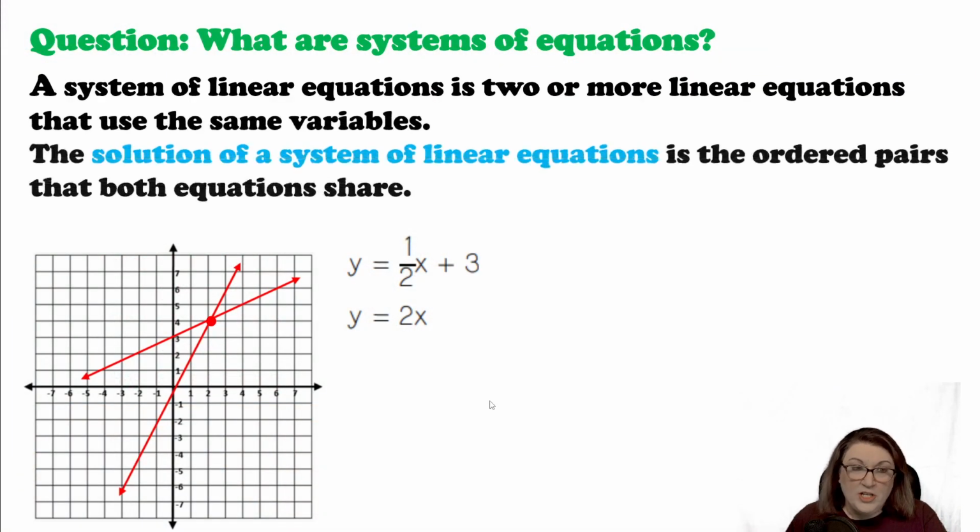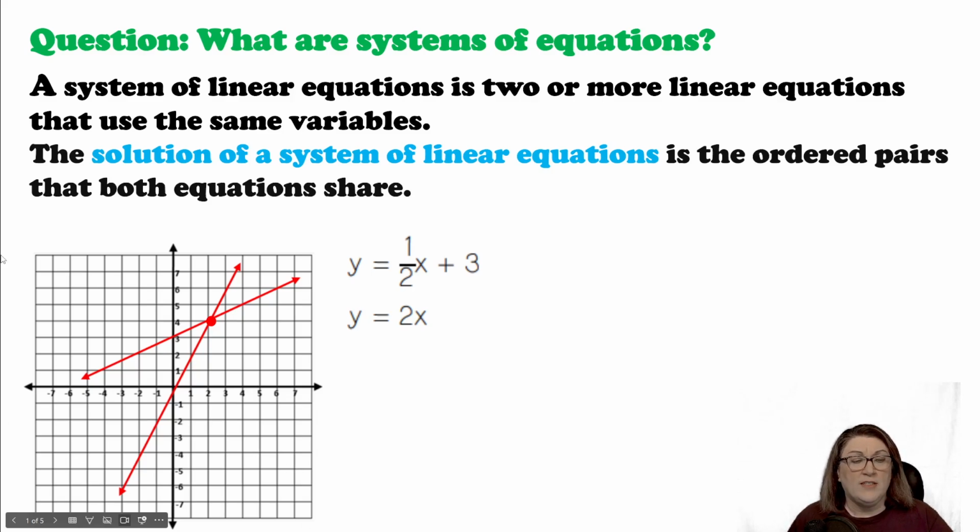A system of linear equations is two or more linear equations that use the same variables. Now, we usually use x and y as the variables, but it doesn't have to be x and y. You can use a, b, c, d, or whatever. But whatever those two variables are in the first equation, they need to be the same in the second equation. So if you're using a and b in the first equation, the second one needs to be a and b as well. Now we're just going to use x and y because that's what you see the most often.